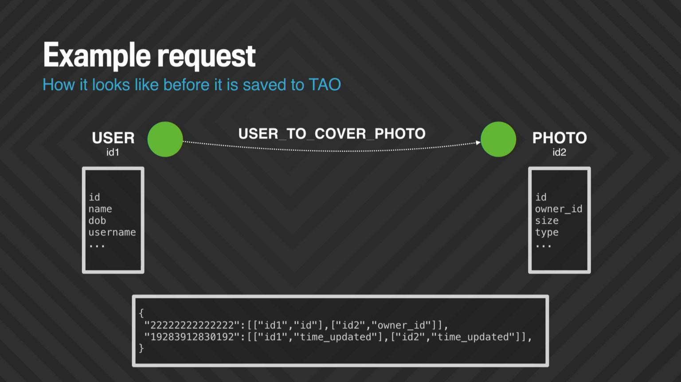And each object has fields. A user might have a name, date of birth, username. A photo can have an owner ID, the size, type, JPEG, PNG, stuff like that. So this is what the equivalent fields really are. It's just looking at all the values on these fields on both objects and seeing which ones are equal to each other. So you can have the value 2222 with a list of fields that have that value. That's what we log.